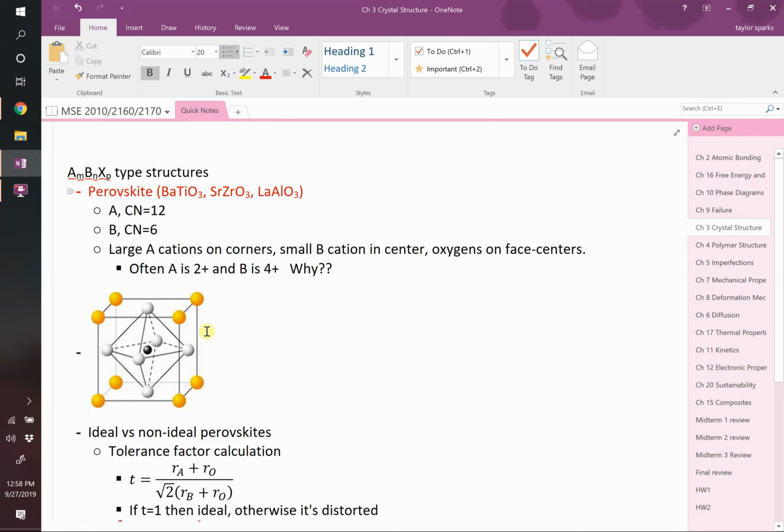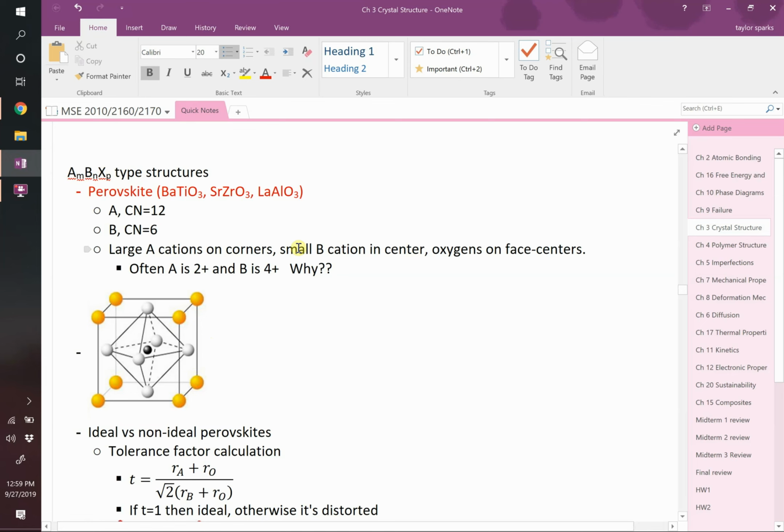The ratio is 1 to 2 to 3. How do we know that? Well, we can count it up. You've got 8 times 1/8. That gives you 1 A atom. You've got 1 in the dead center. That's 1 B atom. But if you count the oxygens, there's 6 of them, and they're each centered halfway on a face, so 6 divided by 2 gives you 3. So it's ABO3, or sometimes they write it A1B1X3, which is another way of saying the same exact thing. This is all the perovskite crystal structure.